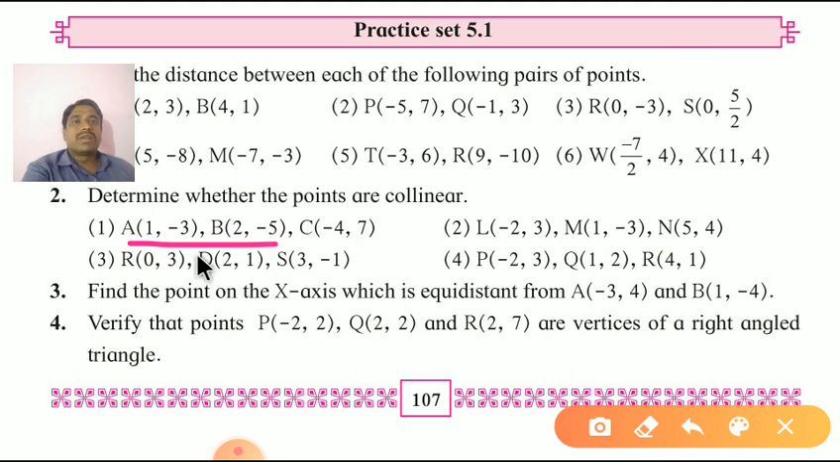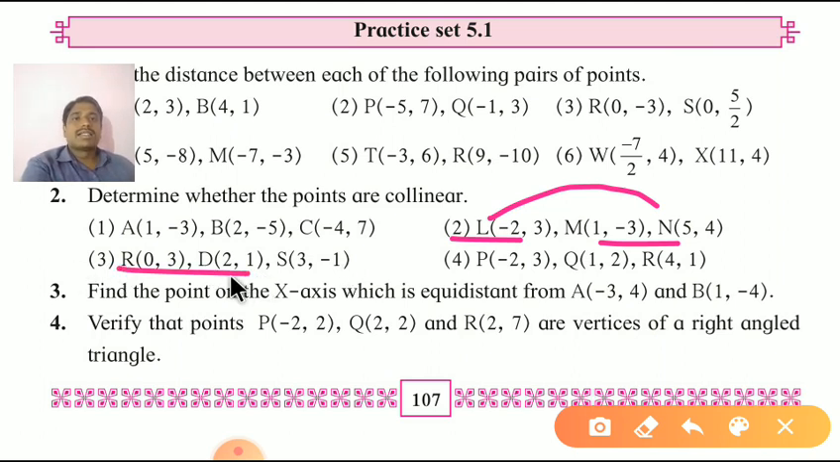If the sum of any two distances is equal to the third one, then the 3 points are collinear, otherwise not collinear. In this way we solve the second example, L, M, N. First LM, second MN, and third LN. Similarly we solve the third question, R, D, S. First RD, second DS, and third RS. If the sum of any two distances is equal to the third one, then these points are collinear, otherwise not collinear.